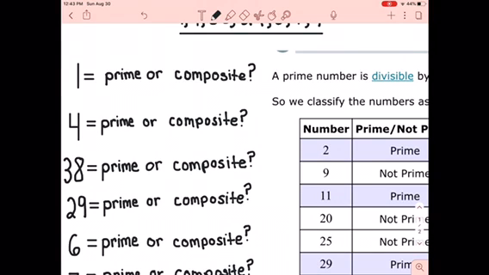Well, we know it can be divided by 1 to get 1, but in order to be a prime or composite number, it can't be the same number. So it's neither. So we're not going to fill out either. Let's move on to 4.